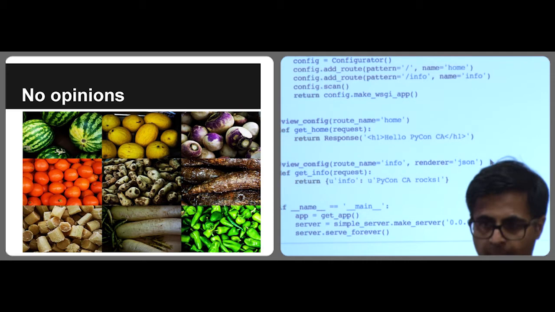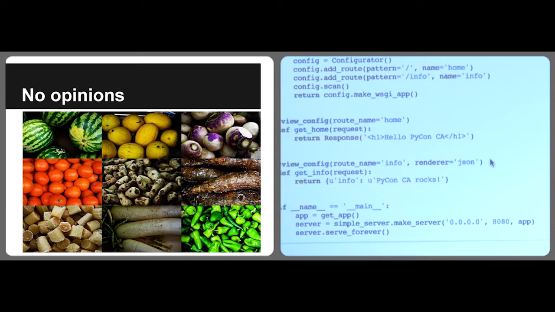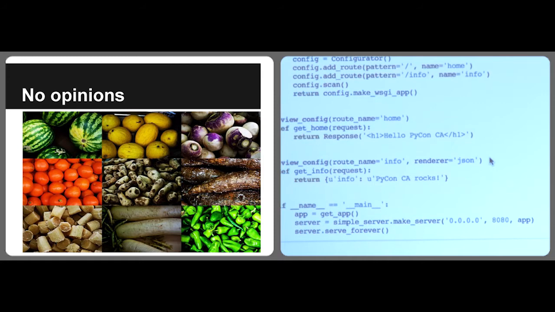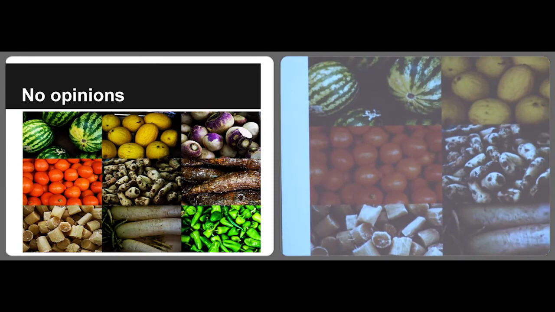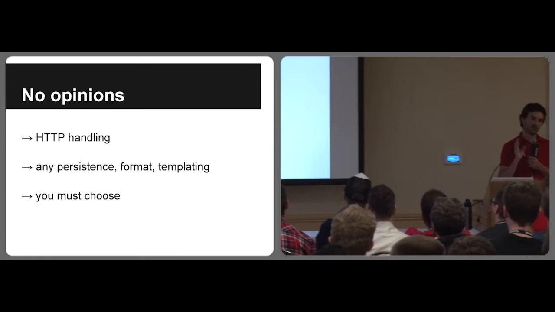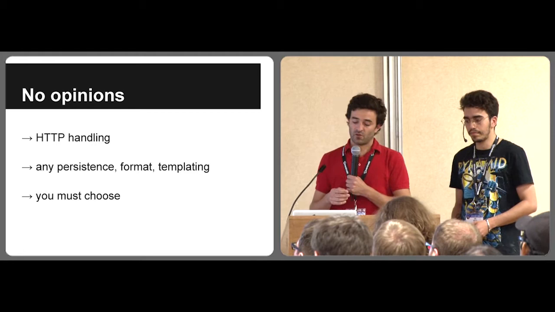So here, as you can see, out of the box, I don't have any database set up or any templating system I choose. The JSON renderer is built in. There is also the Mako rendering adapter. But the framework really lets you focus on HTTP and lets you choose what you want with the libraries you want to use. So the main problem with this is, first, well, you must choose.